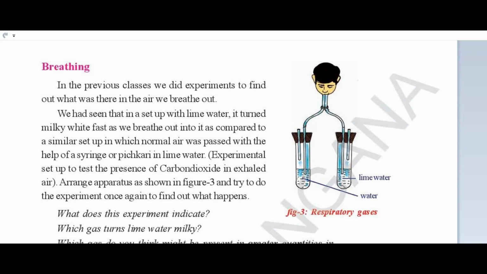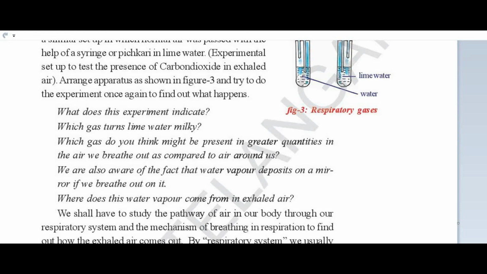Test tube A is filled with water, test tube B is filled with lime water. On blowing exhaled air into these two test tubes, the lime water turns milky white. Question number 1. What does this experiment indicate? Exhaled air contains carbon dioxide. Which gas turns lime water milky? Carbon dioxide.